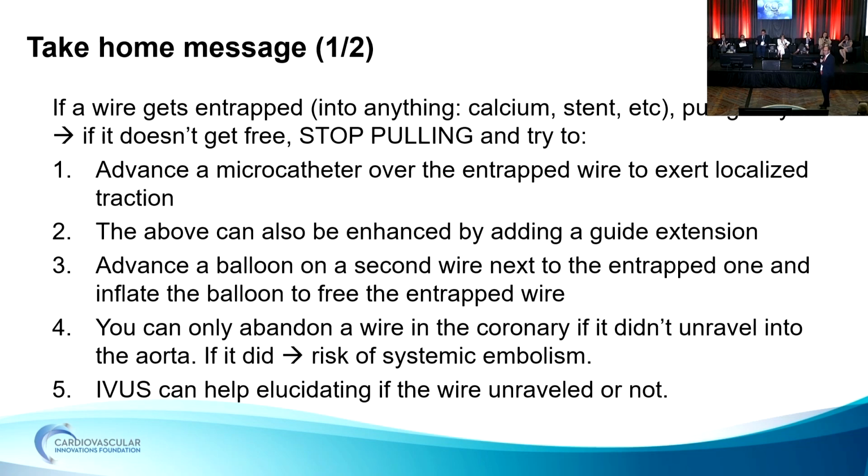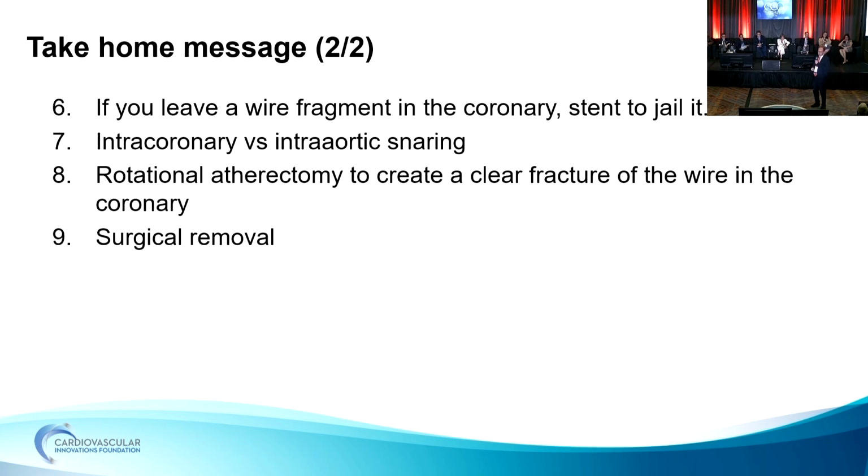Regarding whether we can or cannot abandon the wire in the coronary, we can only abandon it if it did not unravel in the aorta. If it did, there is a risk of systemic embolism. IVUS can help elucidate whether the wire unraveled or not, because basically you don't see it on angio, so you put an IVUS probe. If you don't see it on a careful IVUS interpretation, probably there's no wire, and the fragments are usually seen on IVUS.